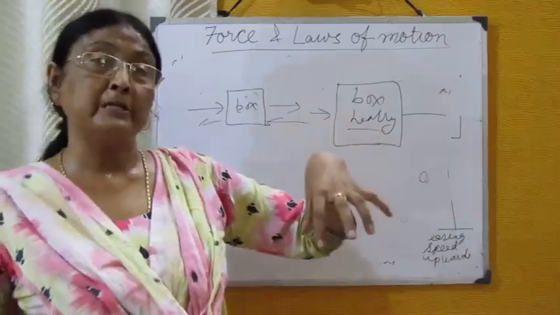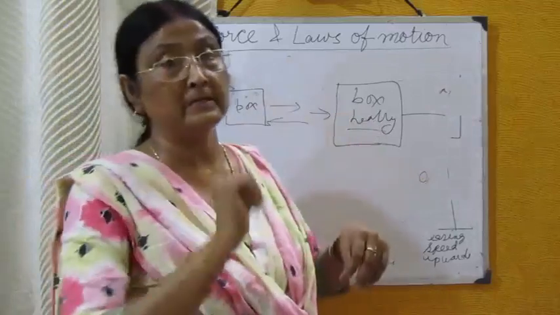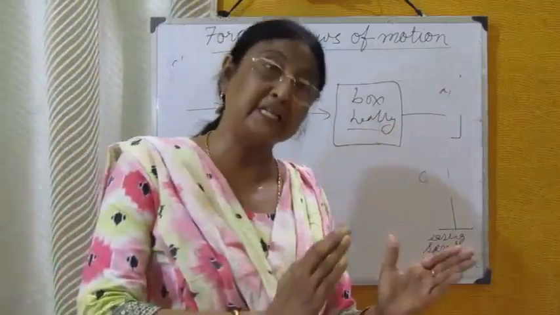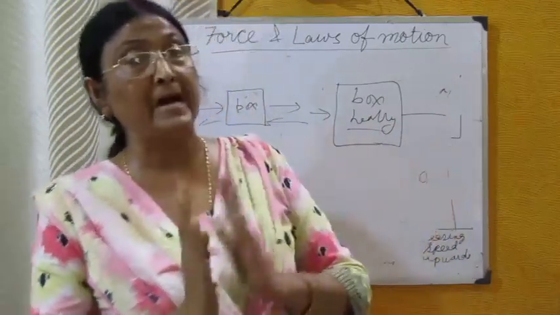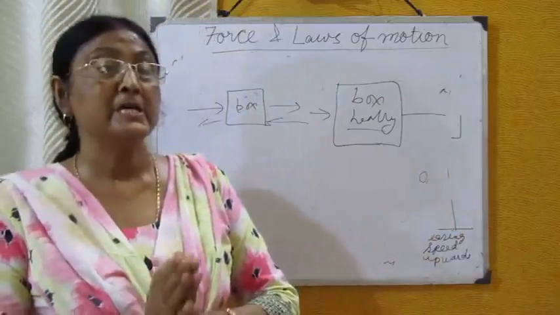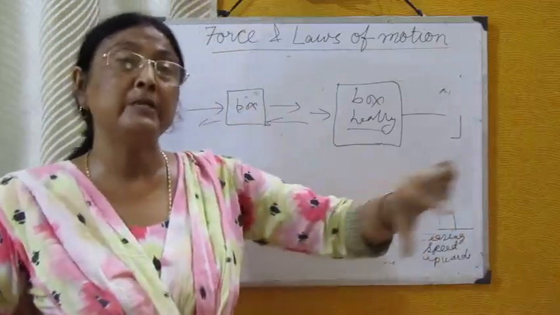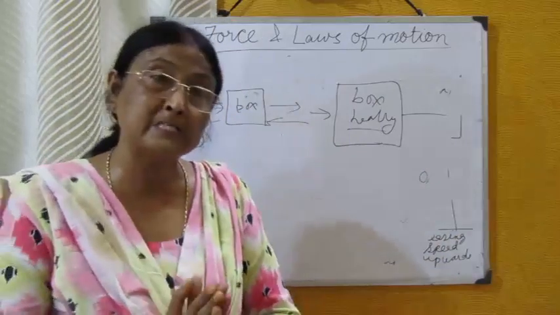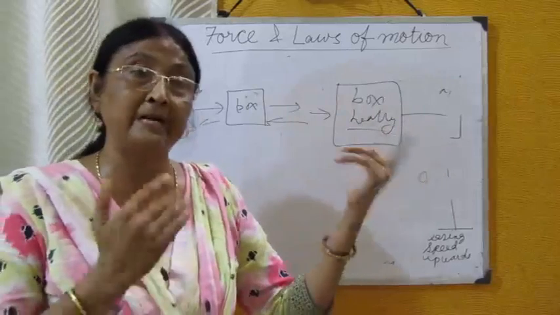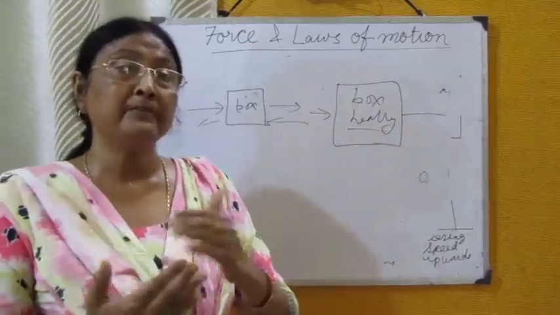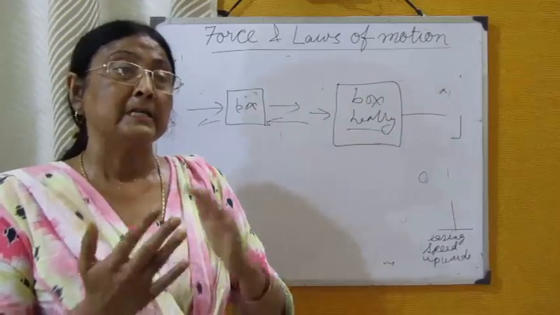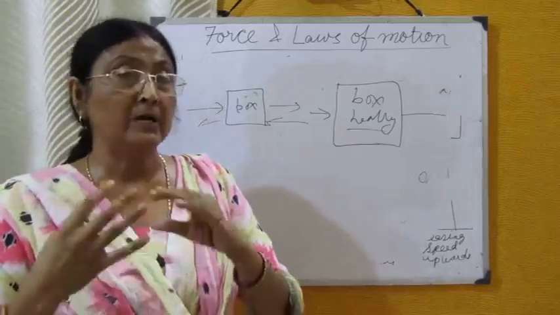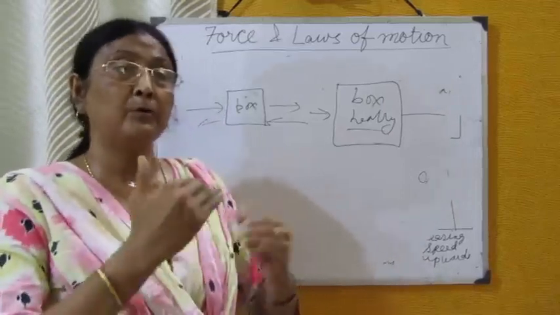Again, if a body is moving at a constant speed, the force acting on the body is a balanced force. Why balanced force? Because there is no increase of speed. I already explained balanced force in a previous video. If there is some unbalanced force, that means if any force is more, then the speed of the object will increase.